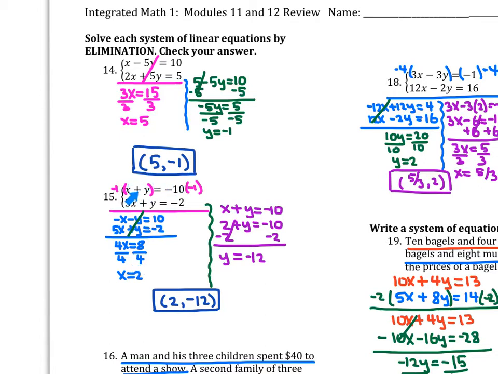I'm going to take that and substitute it back into one of my original equations. I'm choosing the first one, so this x will go here. There it is: 2 plus y equals negative 10. If I finish solving, y will be negative 12. So my solution is 2, negative 12.